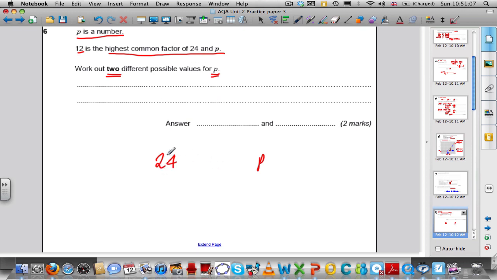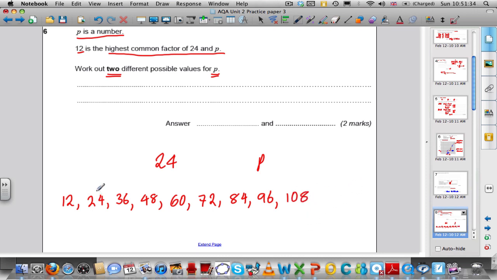Well, if 12 is the highest common factor, 12 must go into 24 and P, or 24 and P are in the 12 times tables. So let's list out the 12 times tables of P. You've either got 12, 24, 36, 48, 60, 72, 84, 96, and we get 108. So there are the 12 times tables, and we're saying that 12 is the highest common factor of 24 and P. So 24 arises here. Could we think of another number for which 12 is the highest common factor of 24 and that number P?